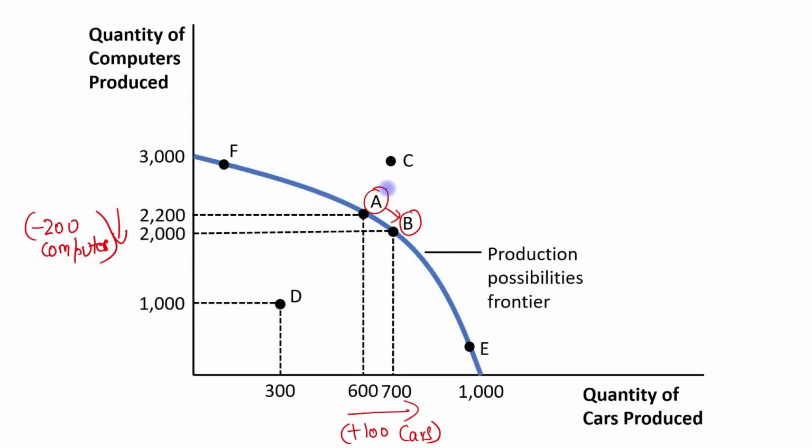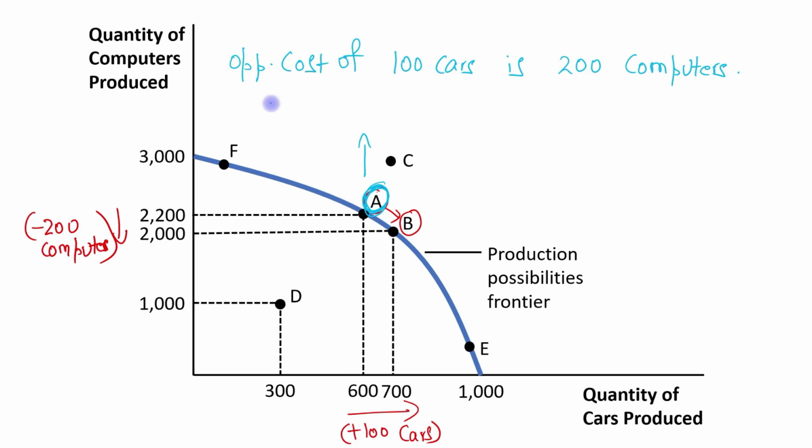So we can write that at point A, opportunity cost of 100 cars is 200 computers. Or we can write opportunity cost of one car is 2 computers.